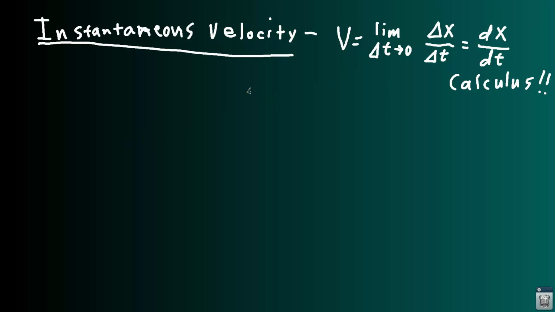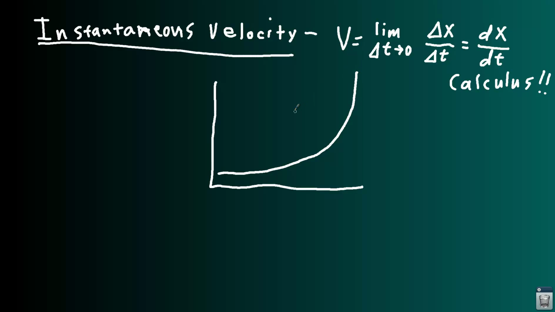So, let me draw a graph here. And let me make a curve like that. That's probably going to suffice. And let's have a non-zero delta, a non-zero change, meaning our change in x, don't forget this is the x-axis, meters, and this is the t-axis, time.